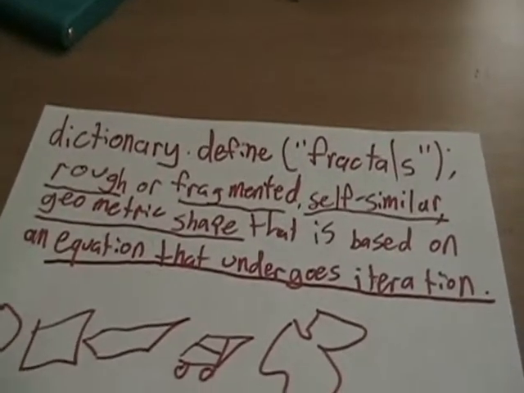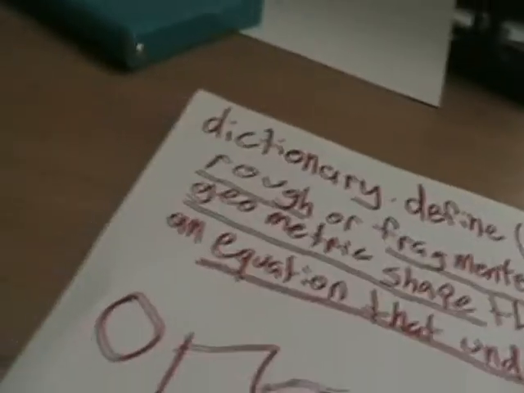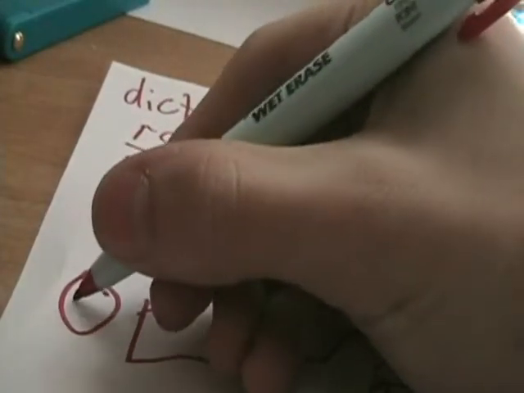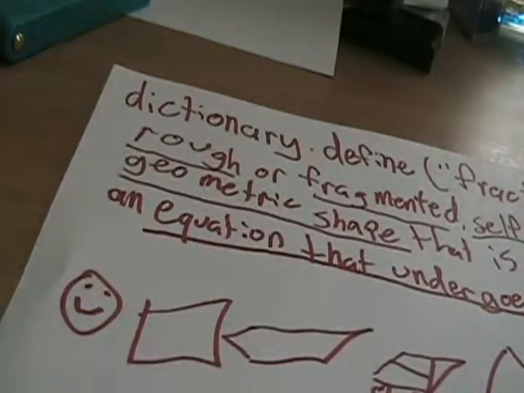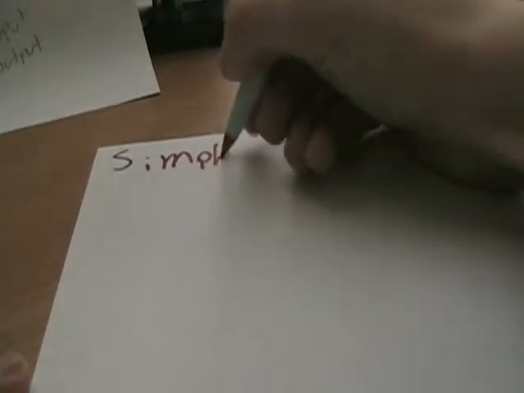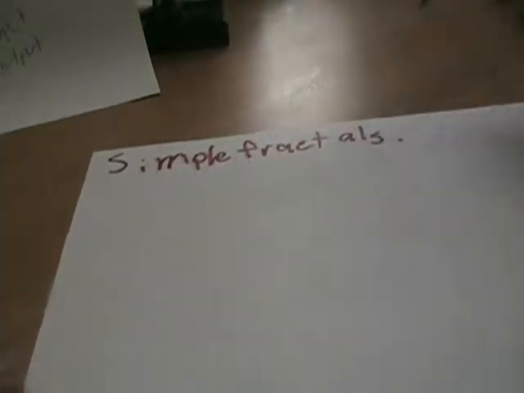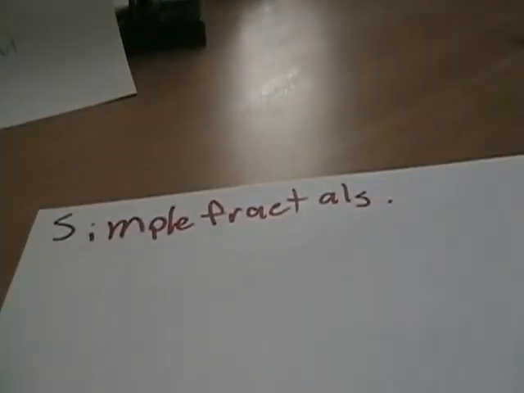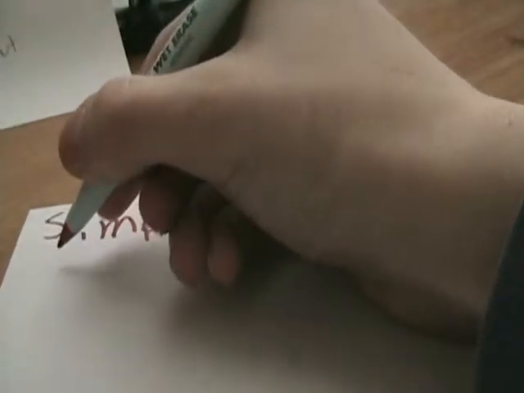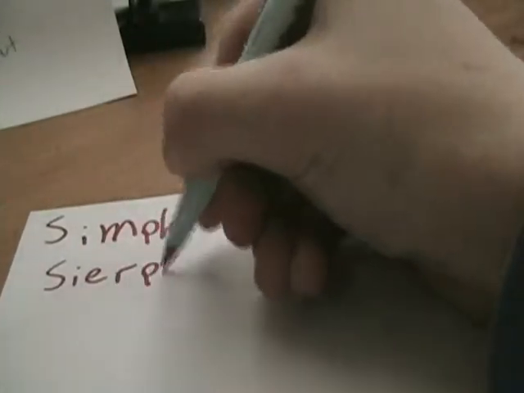Yay, fractal. So now that we know a little bit about fractals, let's take a look at some of them in their structure. We'll start off with some easy ones, so we could kind of ease you into it. So let's take a look at some simple fractals. One of the more common ones is called the Sierpinski triangle.